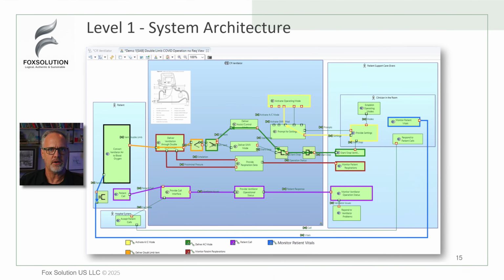Okay, so now we're going to go down to the systems architecture level. What this does is it takes this middle box, which is the ventilator. This is actually the box that we're delivering. And of course, we're going to have a variety of different functional chains here. And now we're providing much more detail as to how this thing is going to be delivered. One of the things I like to talk about here is this monitor patient vitals, this blue line. And up in the top right here, we have this box that says to deliver patient vitals. I think this is a good example of why we do this diagram.